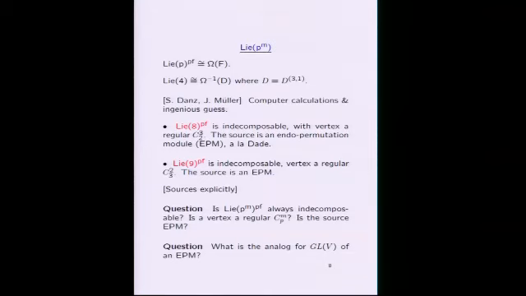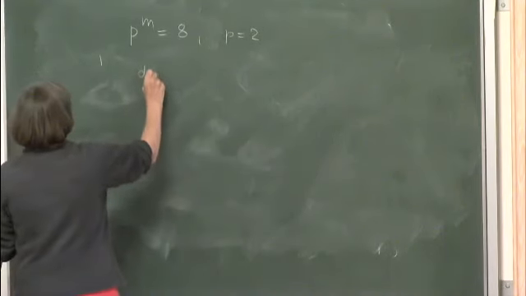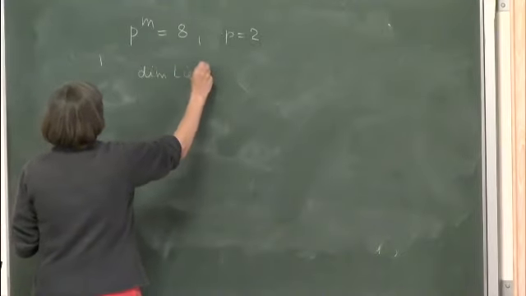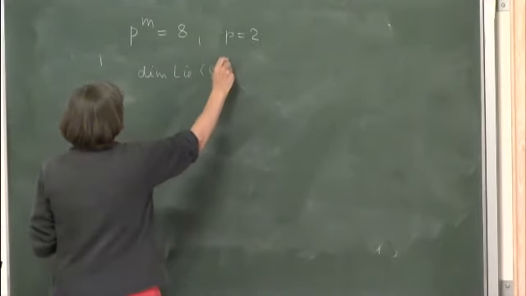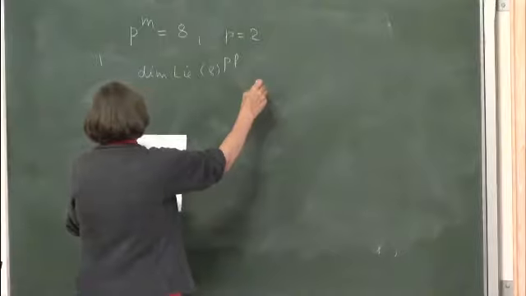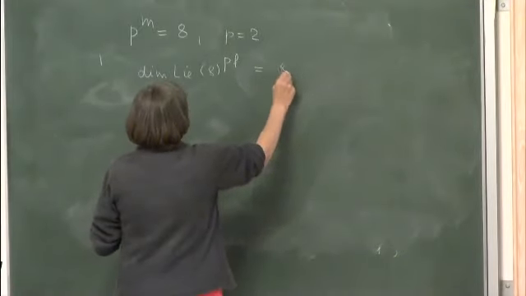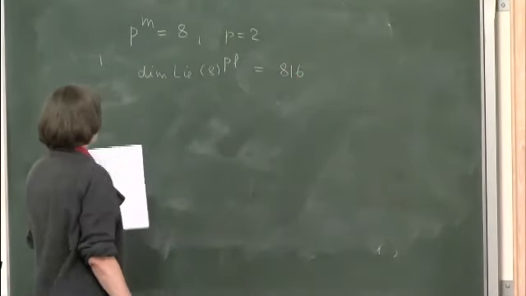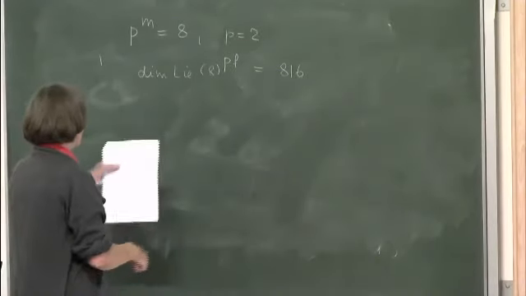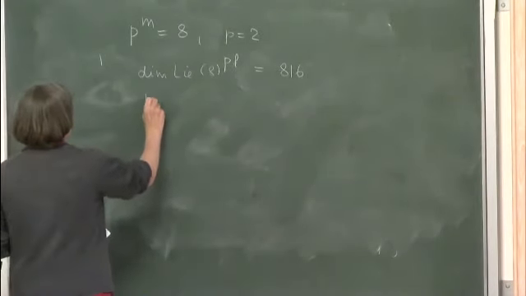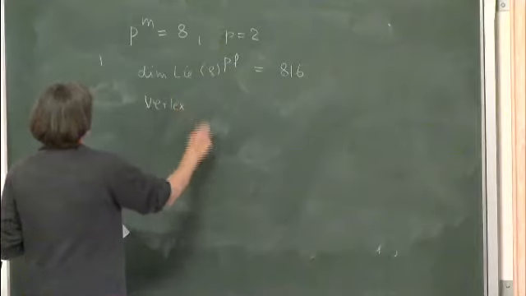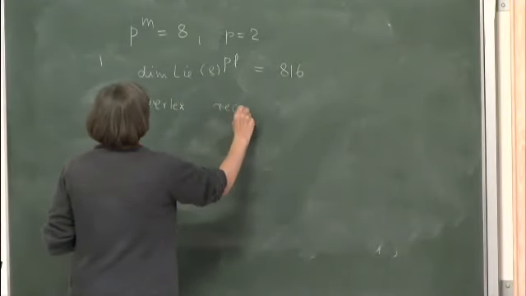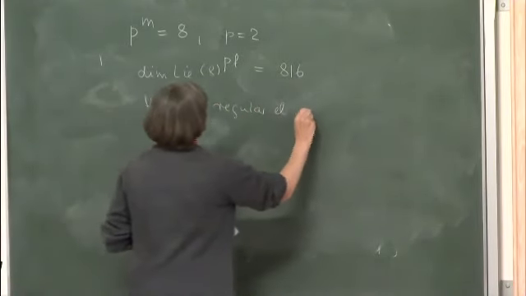And just to give you some numbers, if p^m is 8 and the prime is 2, how large are these things? So the dimension of Lie_8 is of course 7 factorial, but the projective free part still has dimension 816. So it's too big to do much by hand, but the computer can deal with that. So they calculated the vertex of that. And the vertex is a regular elementary abelian group of order 8.